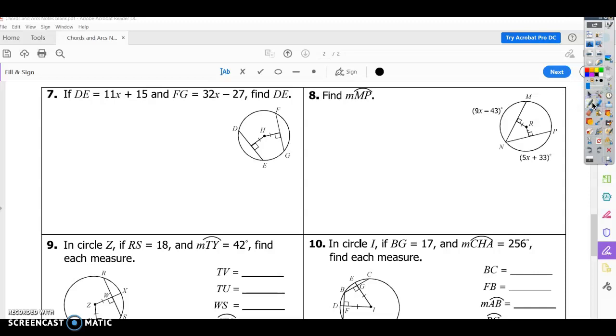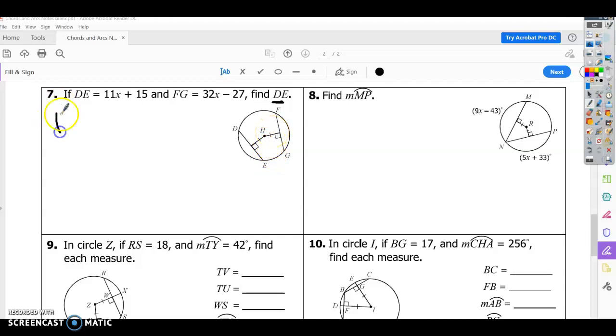All right, we're continuing with chords and arcs. So for number 7, DE is equal to this and FG is equal to this. Find DE. All right, so we have two perpendicular segments here that are perpendicular to the chords. What that means is that the chords are congruent.